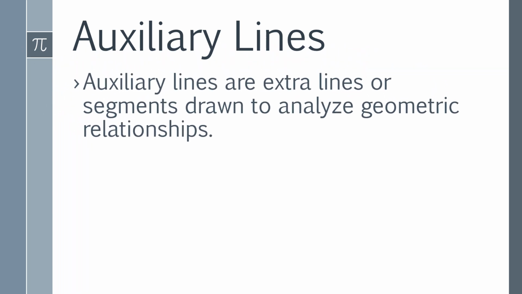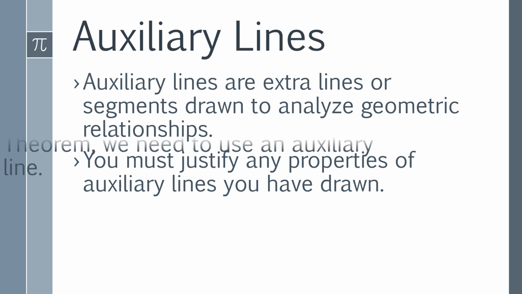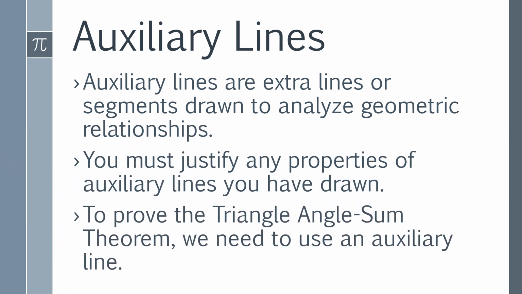Okay, so what's an auxiliary line? Well, we draw extra lines or segments to analyze a geometric relationship. And you have to justify any properties of auxiliary lines that you have drawn, so you have to state certain things. So to prove this theorem, the triangle sum theorem, we need to use an auxiliary line.